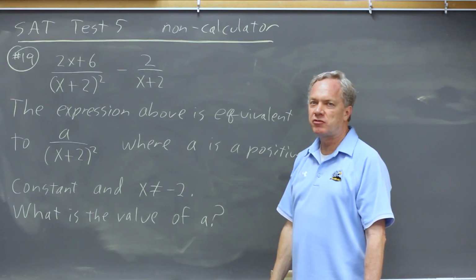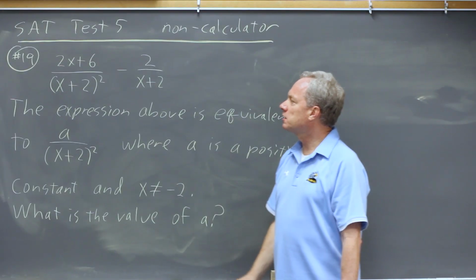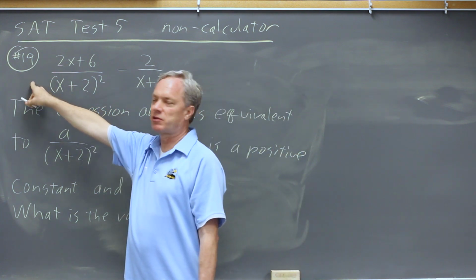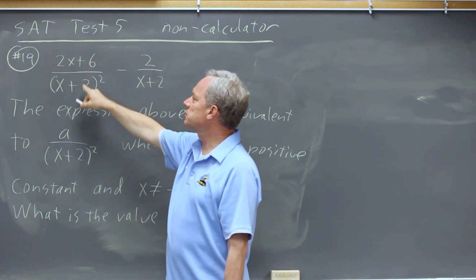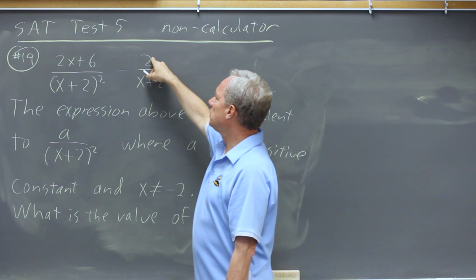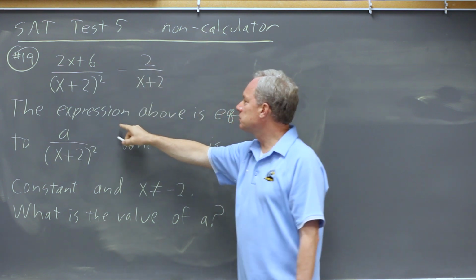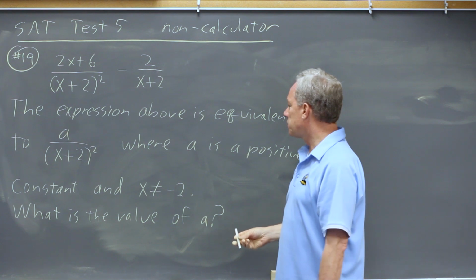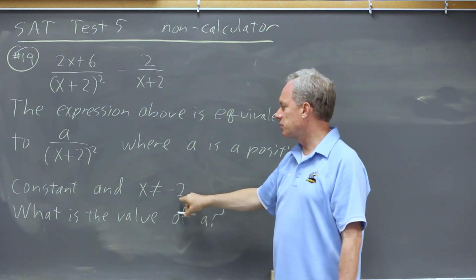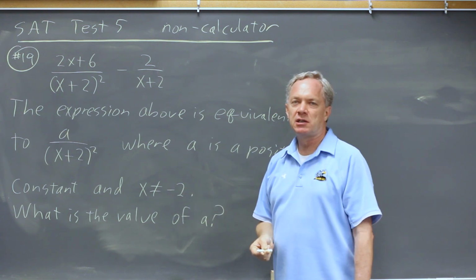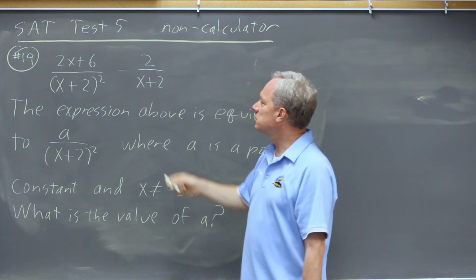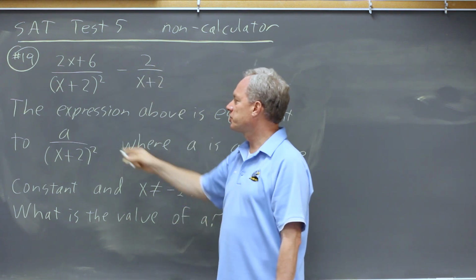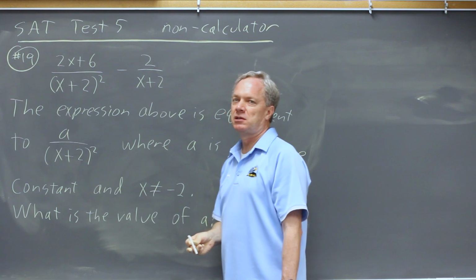This is SAT 5, non-calculator, question 19, so it's a grid-in rather than multiple choice. 2x plus 6 over x plus 2 squared minus 2 over x plus 2. The expression above is equivalent to a over x plus 2 squared, where a is a positive constant and x is not equal to negative 2. What is the value of a? Again, what College Board would like you to do is get a common denominator and then figure out how to get from there to here.